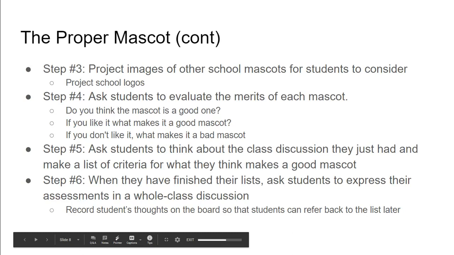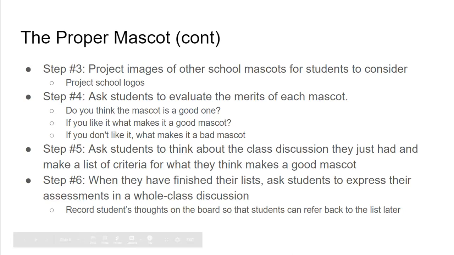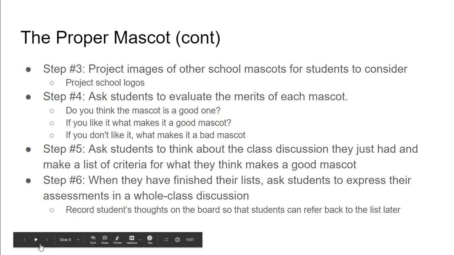Step 5. Ask students to think about the class discussion they just had and make a list of criteria for what they think makes a good mascot. Step 6. When they have finished their list, ask students to express their assessment in a whole class discussion. Record students' thoughts on the board so that students can refer back to this list later. They will need it.